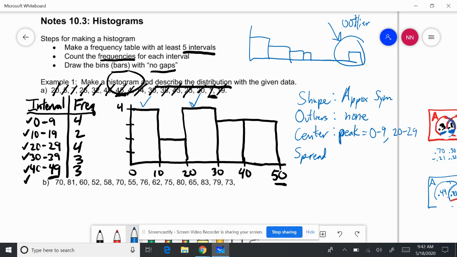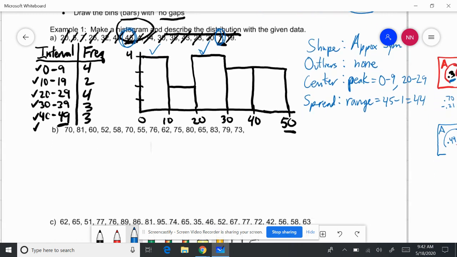And then our spread, what we're going to do is use our range. That's our easiest. And our maximum number, we're not going off of 50, so it's not like the peaks where we're doing an interval. We actually pick the largest number, which we said earlier was 45. Our smallest was 1. So when we're looking at this, we have 45 minus 1, which is 44.